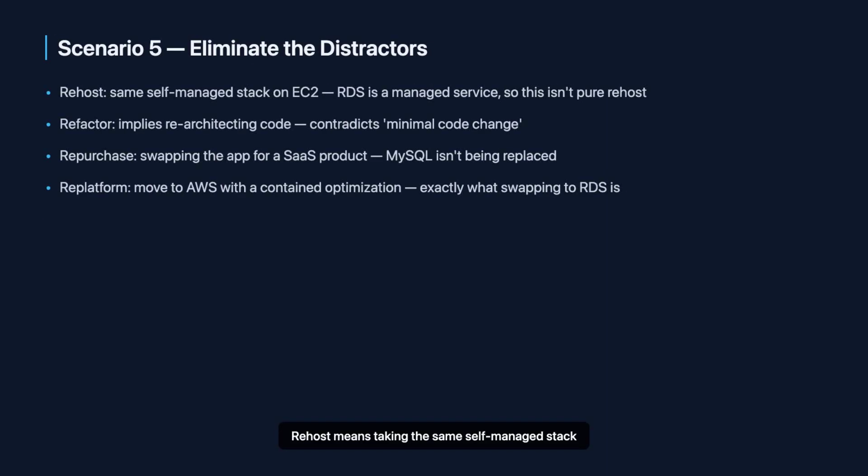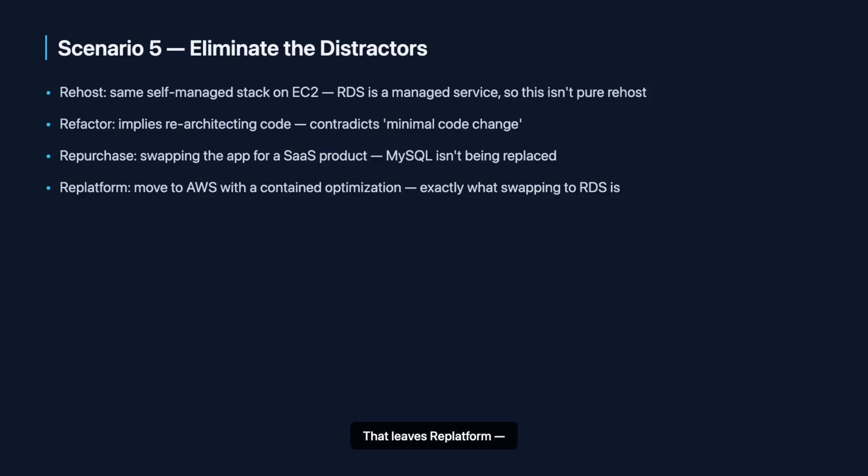Rehost means taking the same self-managed stack and dropping it onto EC2 with no changes. But RDS is a managed service, so moving to it crosses an abstraction line and stops being pure rehost. Refactor implies re-architecting the application, which contradicts the minimal code change qualifier in the stem. Repurchase means swapping the application for a SaaS product entirely, and MySQL isn't being replaced. It's still MySQL on the other side.